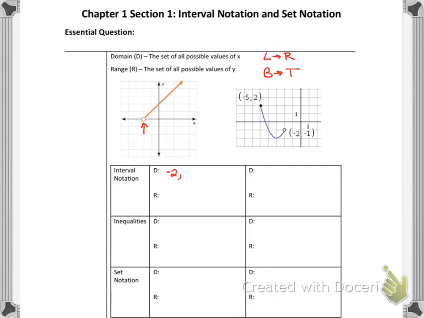Now on the right, it goes to the right, but it has this arrow up here. So as it's going that way, it will continue on forever. Because it continues on forever, that gets an infinity. Now, open circles always get parentheses, and infinities always get parentheses. So that's how you would write your domain for this particular function in interval notation.